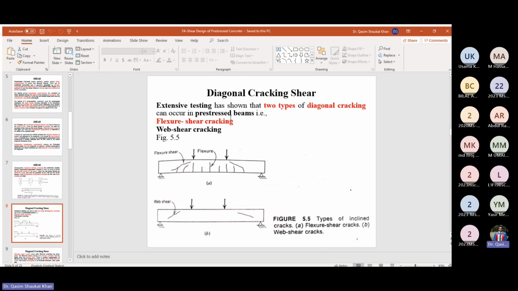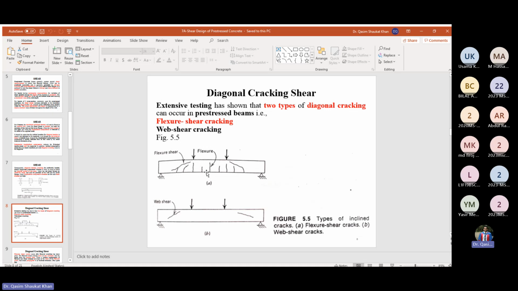As I have said earlier, shear stresses are maximum at the mid height, and flexural stresses are maximum at the extreme fibers. You can see in figure 5.5a the beam is subjected to service loads. Service loads produce sagging in the beam, and in this sag the tensile stresses will be at the bottom and compressive stresses will be at the top.